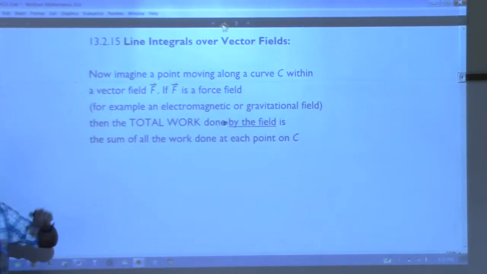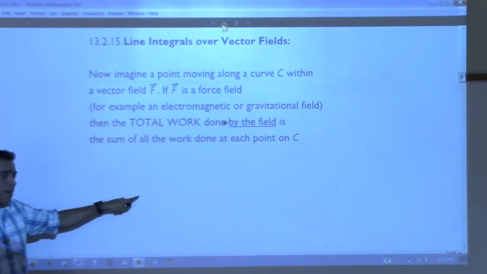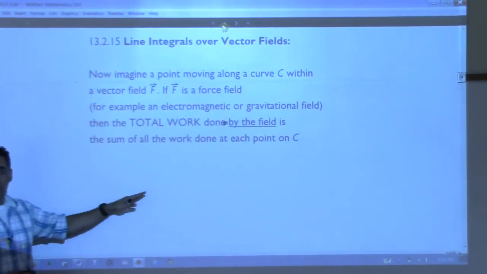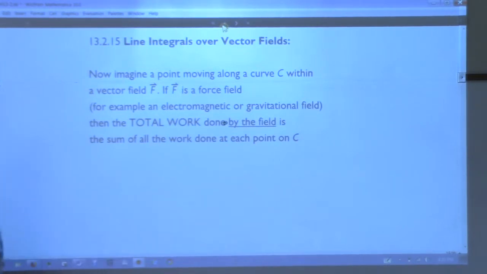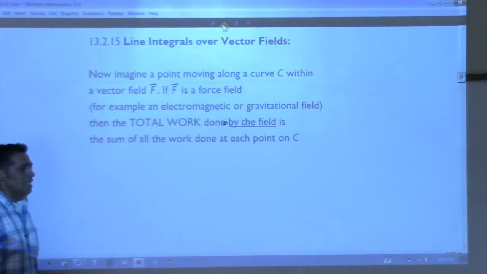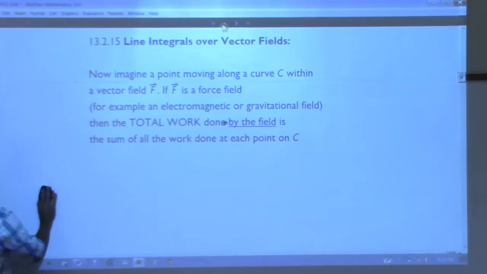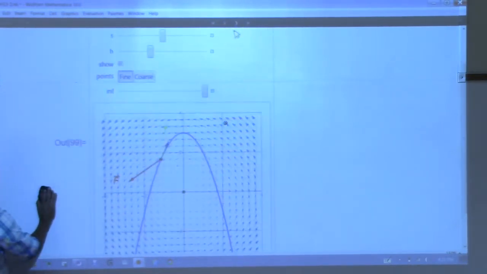So we started class today with vector fields, right? Now we've got this point moving along a curve, but it's going through a vector field. If F is a force field, for example, magnetic or gravitational field, then the total work done by the field is the sum of all the work done at each point. So I have a picture that will represent what's going on.